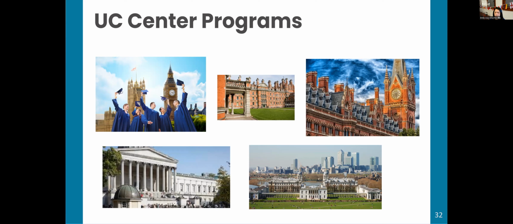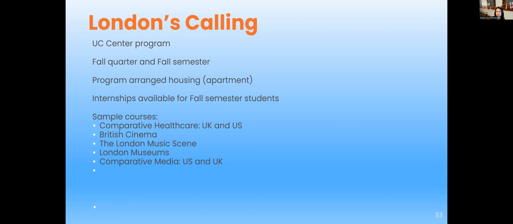So again, you're not affiliated with the campus. You're never going to step foot there. It is a different experience. You also are only going to be studying alongside UC students, meaning you aren't really going to meet that many local students. But it is still a very unique experience. A lot of students really enjoy them.